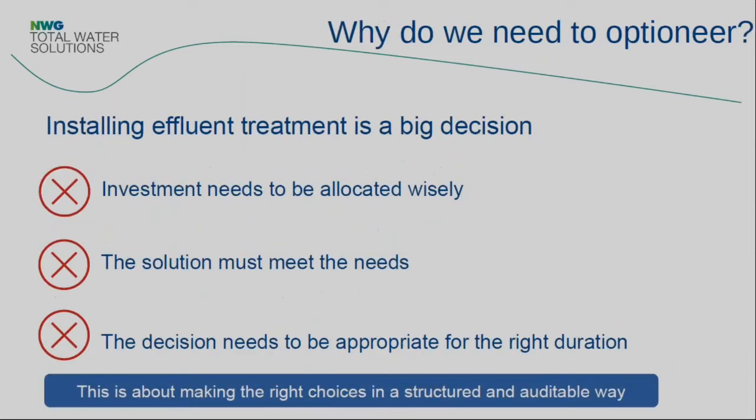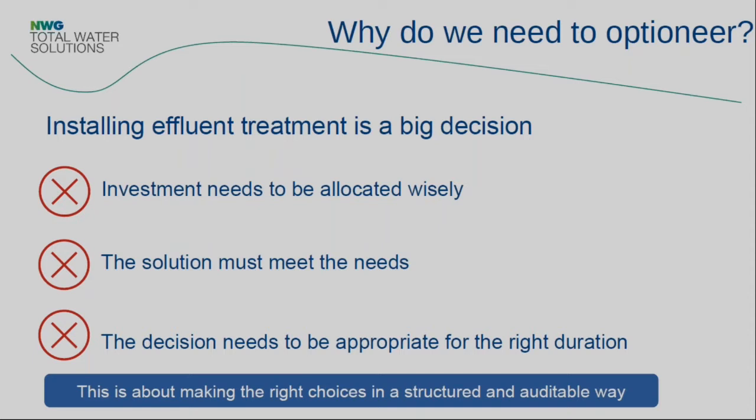So why do we need to optioneer? Again, this slide talks about effluent treatment, but the whole concept applies to anything. So if we think about effluent treatment to start off with, investment needs to be allocated wisely. Investment decisions about effluent treatment can often be expensive. If you're looking at the water supply side of things, for example, say you're retrofitting taps and wash basins and toilet systems in a big commercial premises, you need to make sure you're making the right decision. So optioneering helps you to allocate that investment wisely in the right areas at the right time as well.